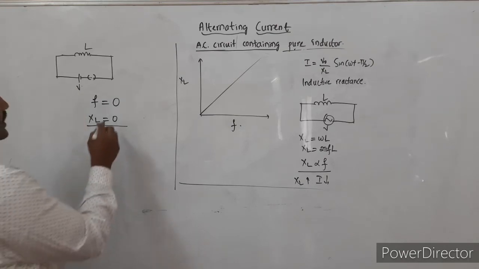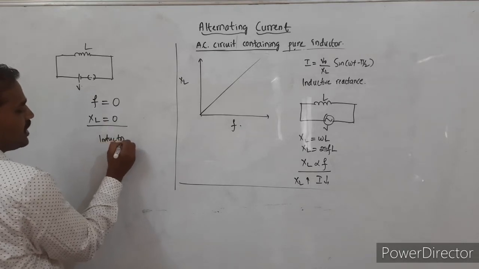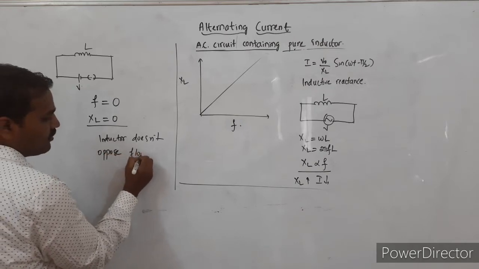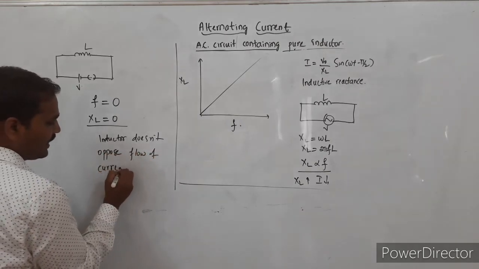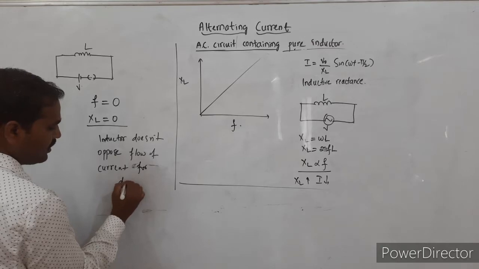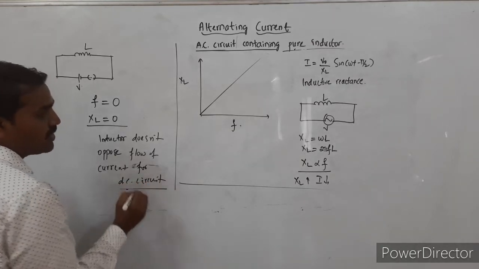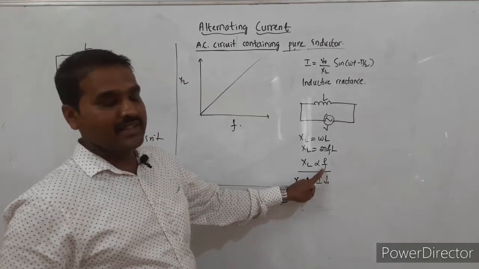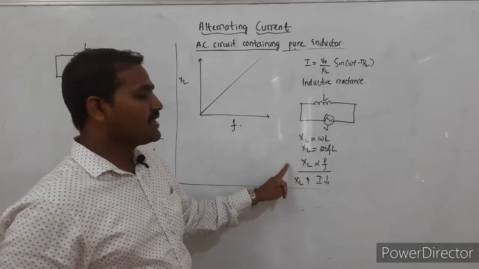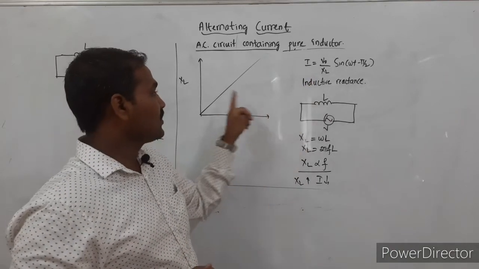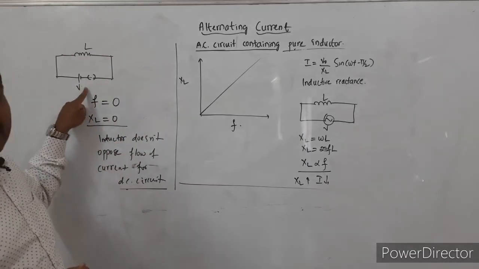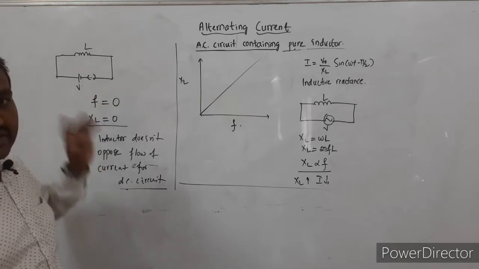So the inductor does not oppose the flow of current for a DC circuit. But when I consider the AC circuit, it has some frequency. When frequency is finite, there is some reactance offered by the inductor. So there is resistance offered by the inductor for the flow of alternating current, but it does not oppose the flow of current when a DC source is connected to the inductor.